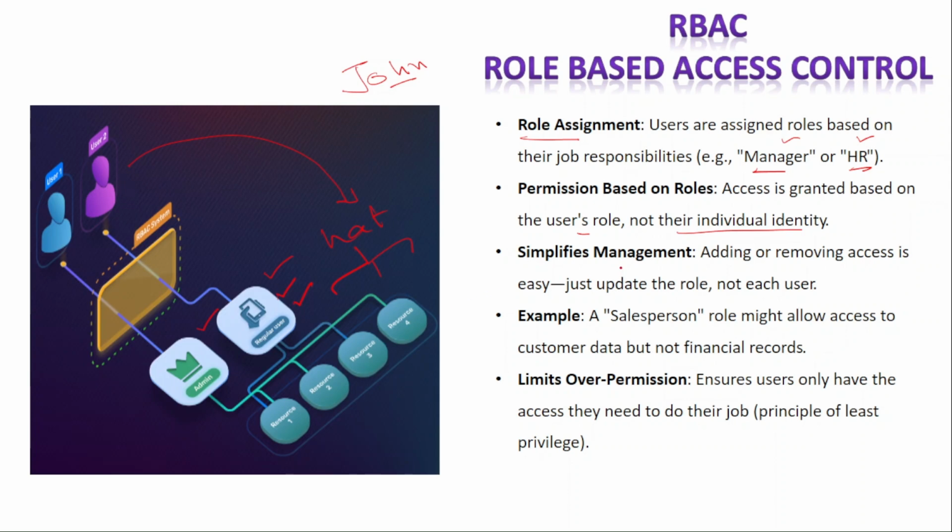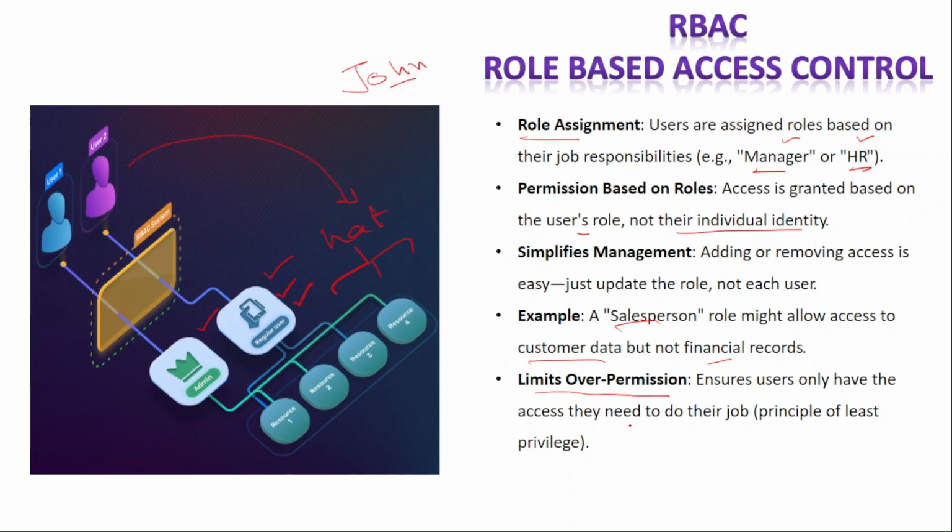So it is easy to implement and the management is easy. Example, a salesperson role might allow access to customer data but not financial records. So a salesperson will wear the hat of a salesperson, not that of the finance. So he or she will have access only to the customer data, not other data such as financial record or HR data.